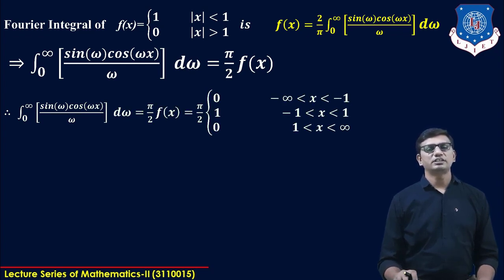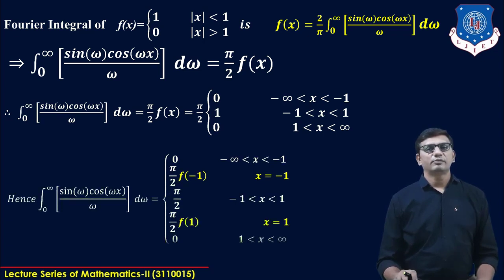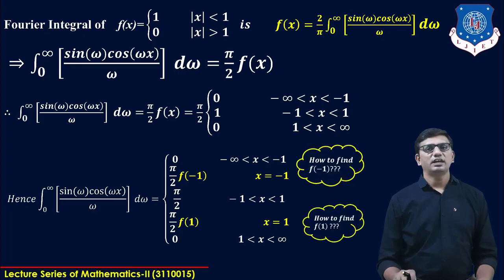Therefore integration 0 to infinity sine omega cos omega x upon omega d omega equals pi by 2 into 0 between minus infinity to minus 1. Between minus 1 to 1 our function is 1, and from 1 to infinity it is 0. Now we multiply it with pi by 2. Therefore, we can see that the parts of the function are like this. Now, how to find f of minus 1 and f of 1?